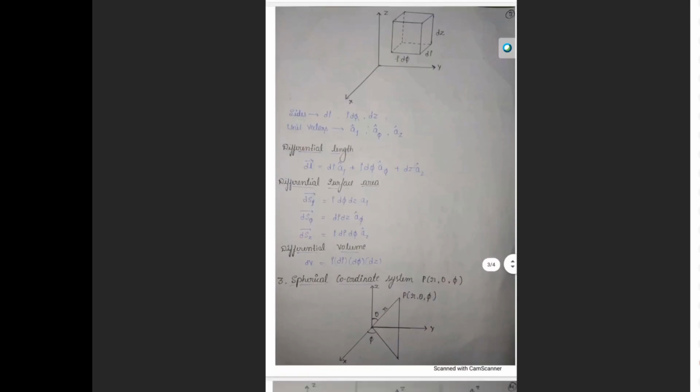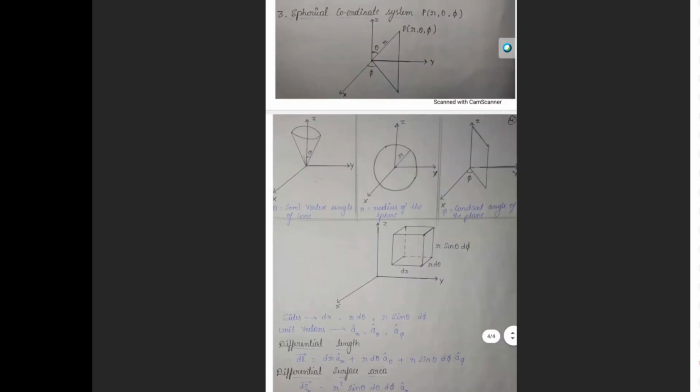Second is the cylindrical coordinate system, where the point P is denoted as rho, phi, z. You should know how to mark the point P on the coordinate axes. Rho is the length of the radial line, and it is related to the radius of the cylinder, phi is the constant angle of the plane, and z is the distance. If you project all these solid figures and construct a cube, the sides are d rho, rho d phi and dz. Know the unit vectors, and then you can write these.